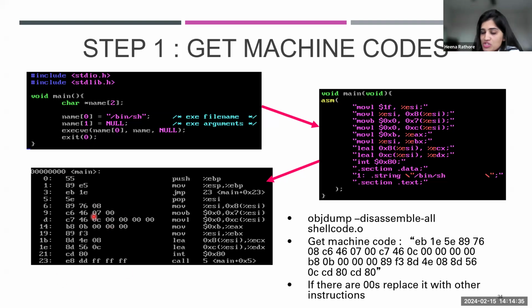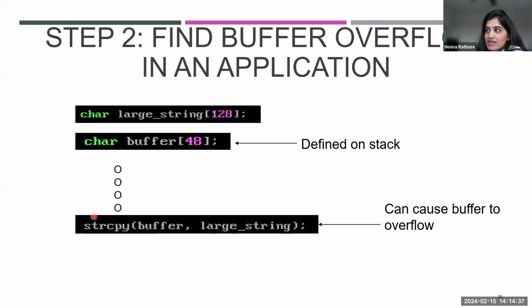Once you get the machine code, the next step is that you find a location where you can introduce this specific machine code. So let's suppose you have some program which is taking a last string, which is 128-bit. There is another buffer, which is again 48-bit. And here you are using a strcopy function where you are taking the last string value and copying this value to a buffer value. In this case, this particular strcopy function can be a cause of buffer overflow. And how it can be a cause, we will see.